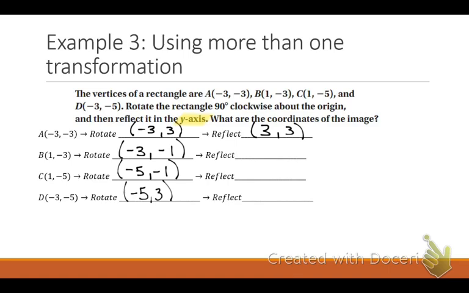So what's going to be my next ordered pair? What's going to be my next ordered pair, Jason? 3, -1. What about my next one, Gabe? 5, -1. And anybody for the last one, Ayana? 5, 3. Okay, so we rotate and then we take those ordered pairs and we reflect them. All right, so that's more than one transformation.